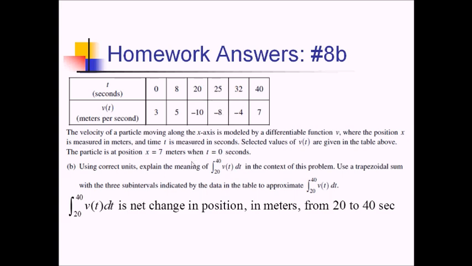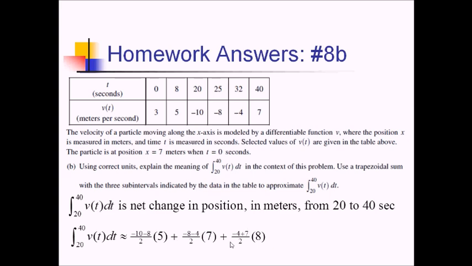So I'm going to have base 1 plus base 2, so negative 10 minus 8 over 2 times an interval length of 5. And I'm going to say that this integral of v(t) dt is approximately equal to, because I'm approximating, I'm not giving the exact value. Next, we're going from negative 8 plus negative 4 over 2 times 7 for the height of that trapezoid. And finally, we have negative 4 plus 7 over 2 times 8 for that interval length. And if you put meters on the end of this, you're done.